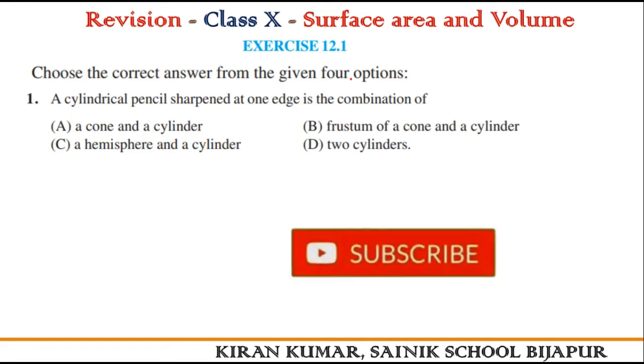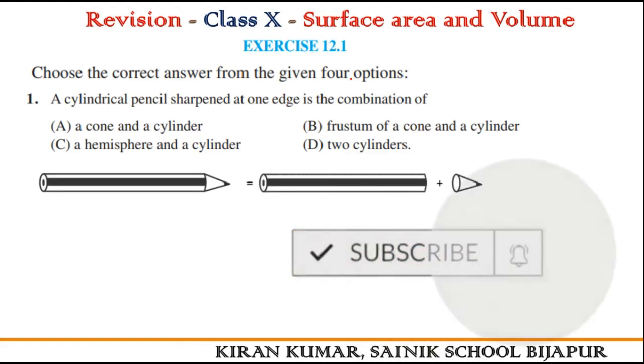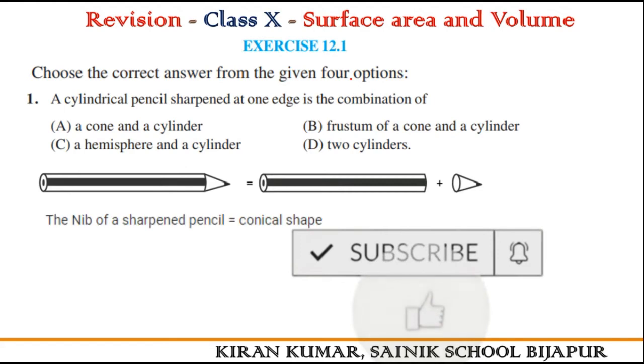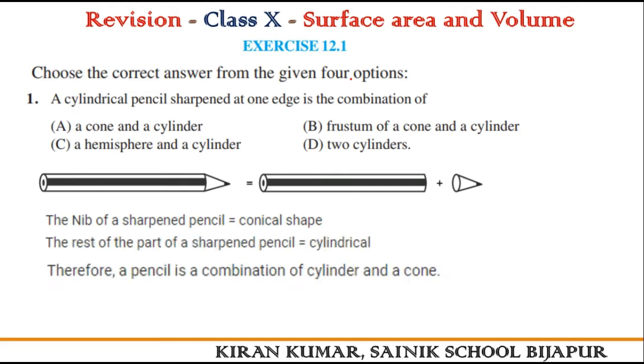A sharpened pencil would look like this. It's a combination of a cylinder added to a conical shape. The nib of the sharpened pencil is a conical shape. The rest of the sharpened pencil is a cylinder. Therefore, a pencil is a combination of cylinder and a cone. So, the right option is option A, a cone and a cylinder.